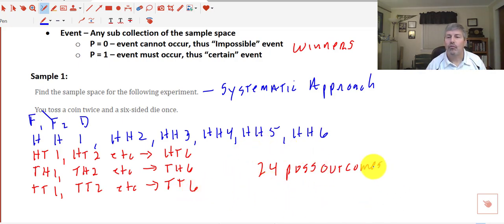So it turns out there's 24 possible outcomes from this particular experiment. So that would be my sample space. All of those 24 are listed out.